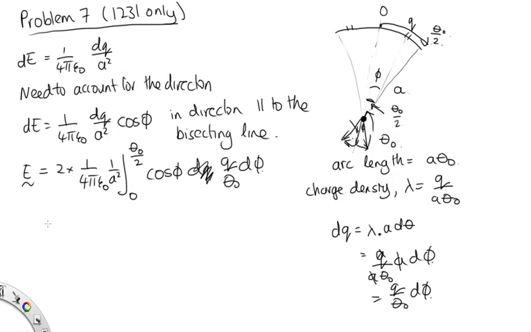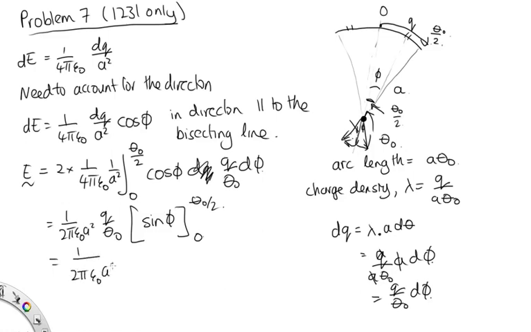And now we can do this integration. So we've got 1 over 2 pi epsilon naught a squared. Let's pull the q and the theta naught out the front, and then we've got to integrate cos phi. When we integrate cos phi we get sine phi, and we're integrating from 0 to theta naught on 2. So sine of 0 is 0, so that part's easy. We get 1 over 2 pi epsilon naught a squared, q over theta naught, sine theta naught on 2. And that is what we were asked to find. That's the magnitude of the electric field. It's directed away from the arc and along the line which bisects the arc.